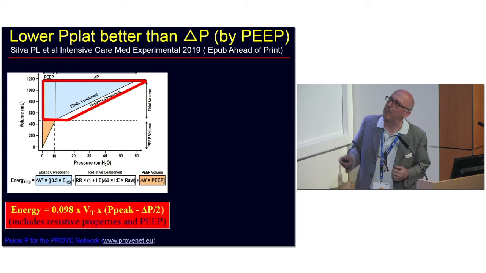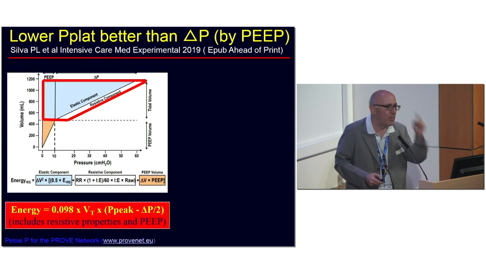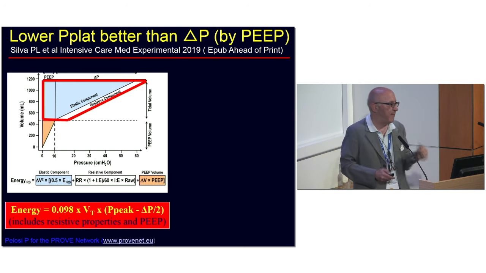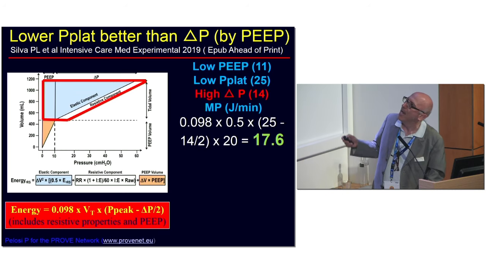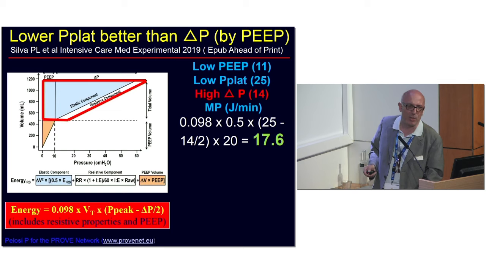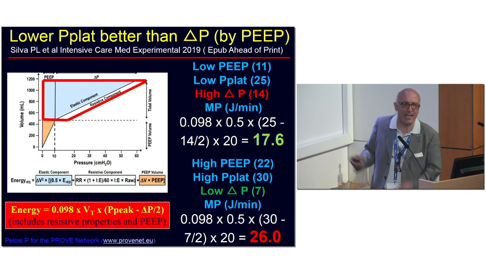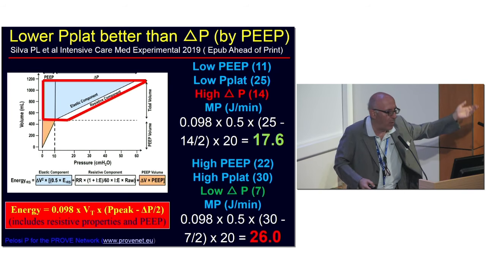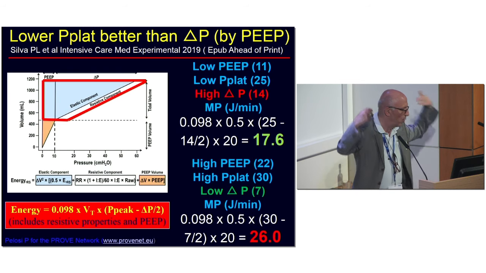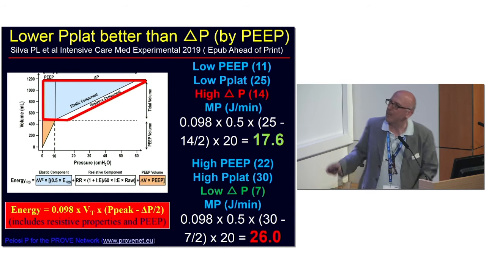Then we give you another example, that a lower plateau pressure is much more important than reducing the driving pressure if you increase the plateau pressure. Look at that. Now you have a case with relatively low PEEP 11, plateau pressure 25, very high driving pressure, which is within the limit, at 0.5, and 20 respiratory rate. You have 17.6. Now, we increase the PEEP, I just put 22, we can put 20, for the people who love to have very high PEEP, okay?